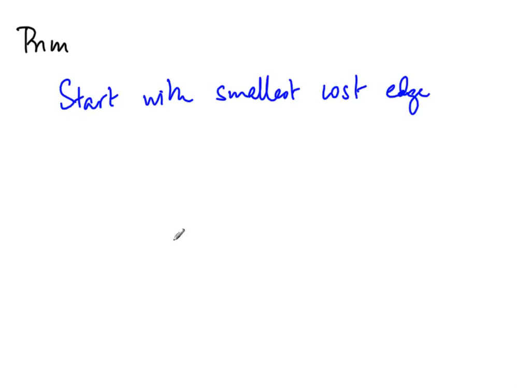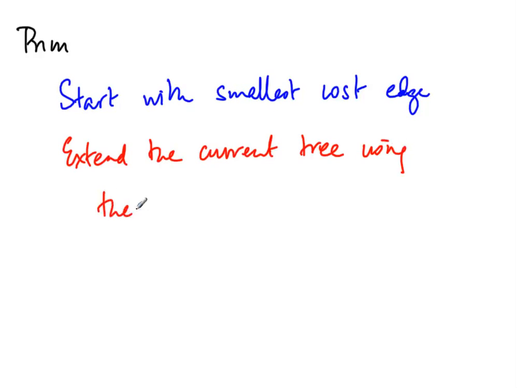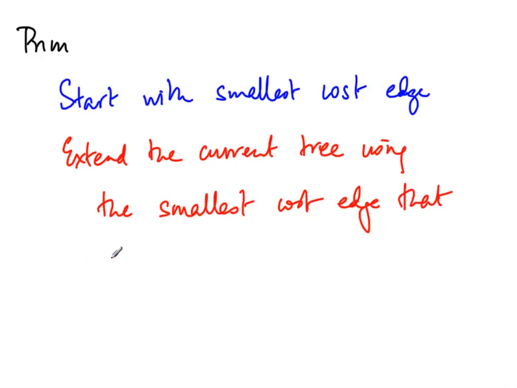And what we will now do is that we will extend the current tree using the smallest cost edge that can connect to it. Right? So this is the greedy strategy. At each point we have currently a partial tree and we extend it in the minimum possible way by adding the smallest edge which can be used to extend the tree. So let's look at an example.